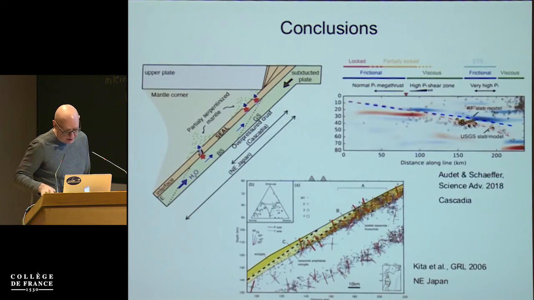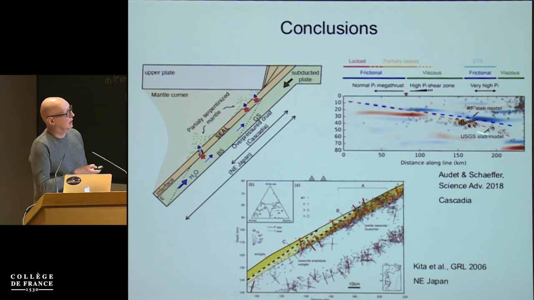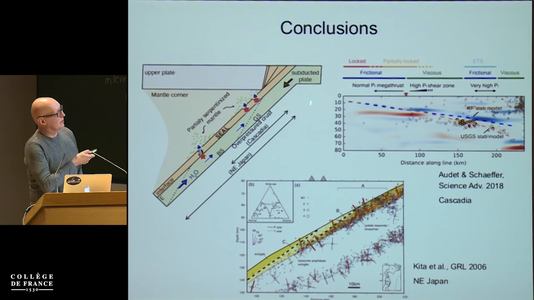And to finish, I'd like to put that into perspective with the observation of intermediate-depth earthquakes. I'll skip the material about episodic tremor and slip in Cascadia to focus on the comparison with what happens in northeastern Japan, which has been observed by Kita and co-workers a few years ago. They compiled the seismicity in this area. This is the downgoing slab under northeastern Japan in the Tohoku area.